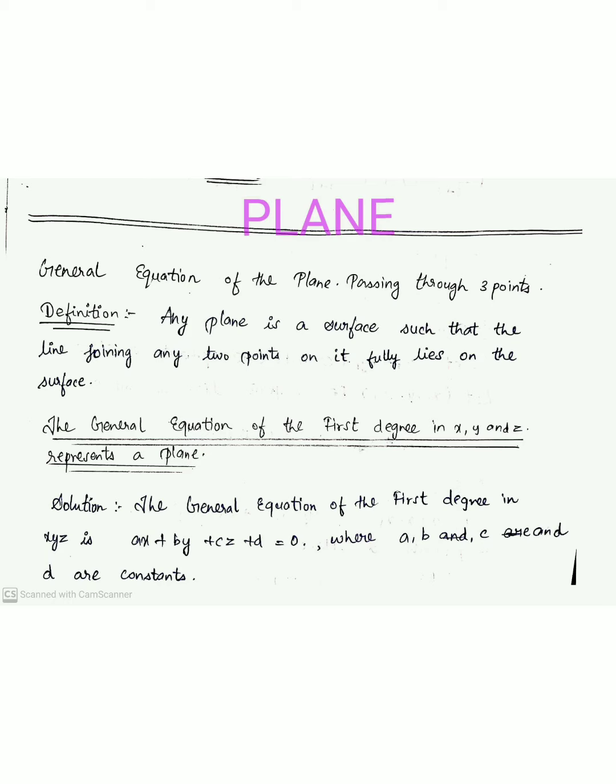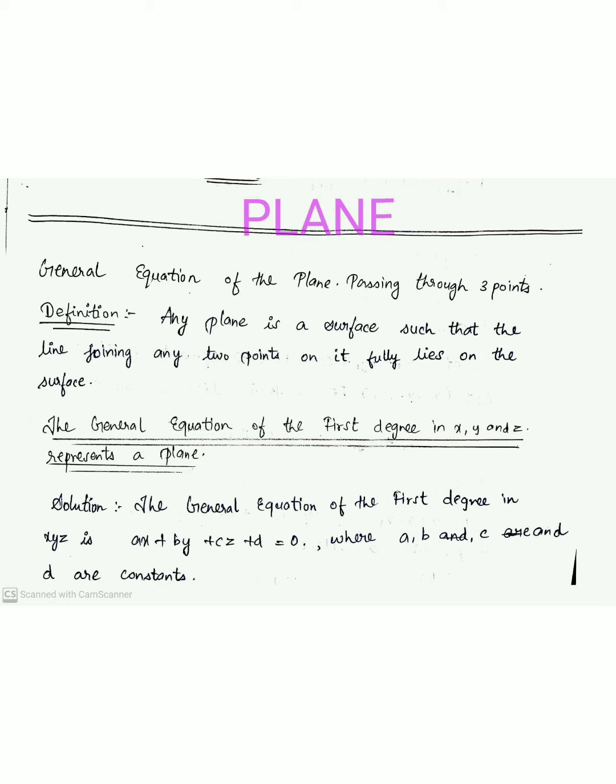The definition says any plane is a surface such that the line joining any two points on it fully lies on the surface. Which means if you take any two points, the line joining any two points on it fully lies on the surface. So this is the definition of the plane.